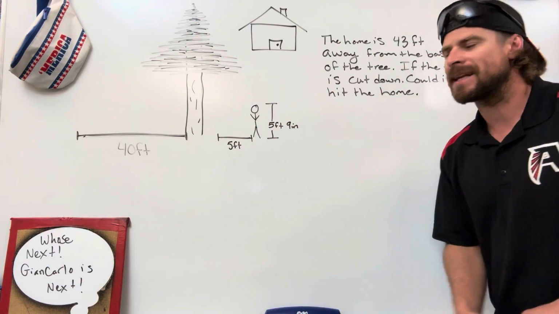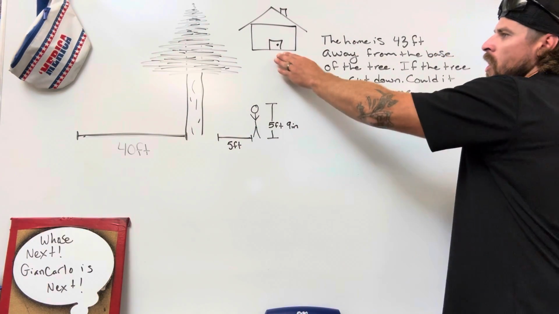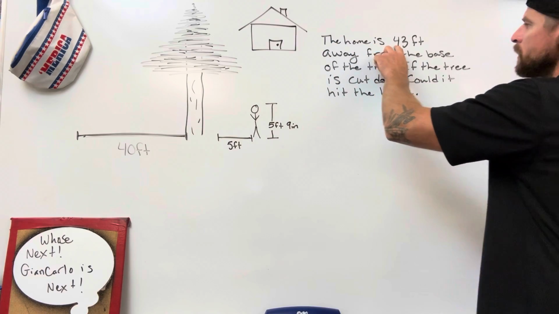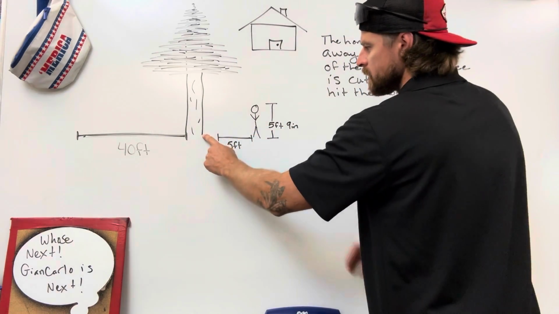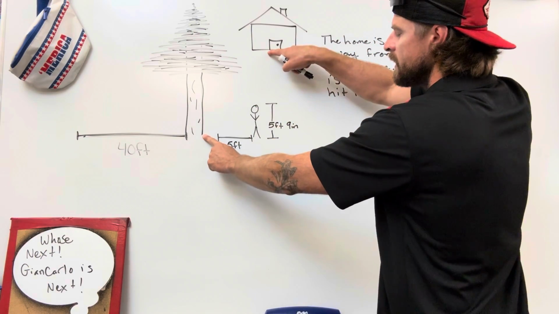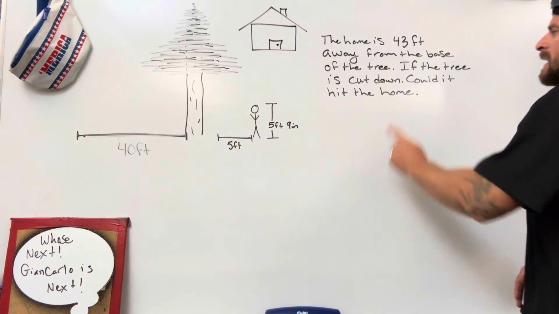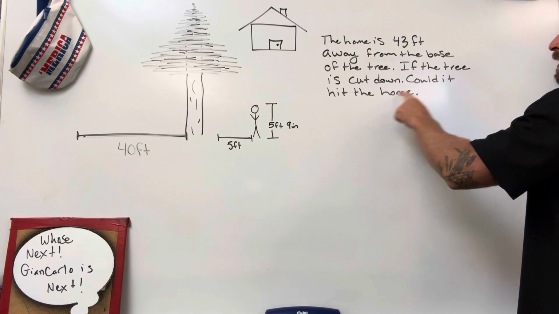All right, in this problem, we've got a tree and a person and a home, and the home is 43 feet away from the base of the tree. So if we went to the base of the tree and drew a line here to the house, that's 43 feet, okay? If the tree's cut down, could it hit the home?